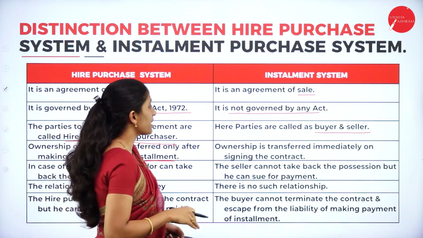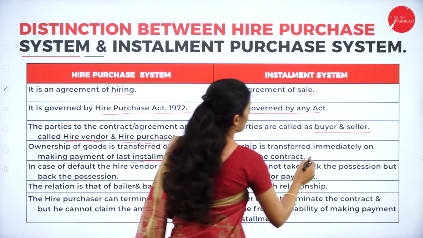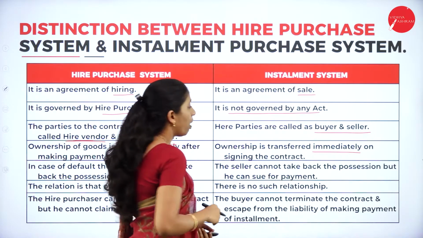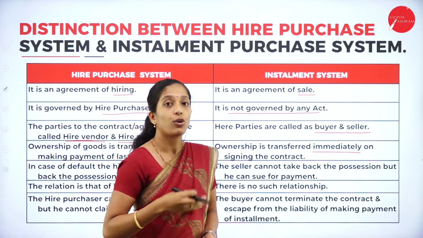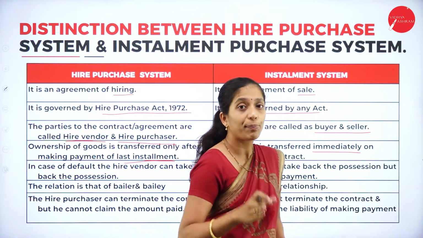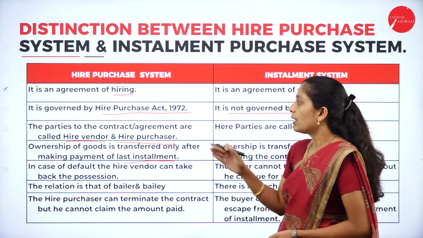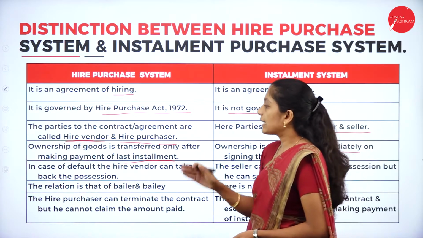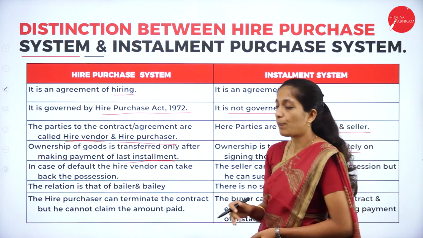Whereas coming to installment system, ownership is transferred immediately. So it will be transferred immediately on the signing of agreement. So on the signing of agreement itself, ownership transfers, even if the payment is not made in full, the ownership transfers. And the next difference is that in case of default, the hire vendor can take the possession.